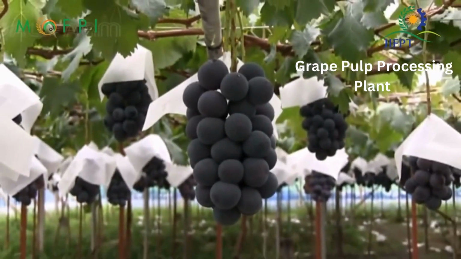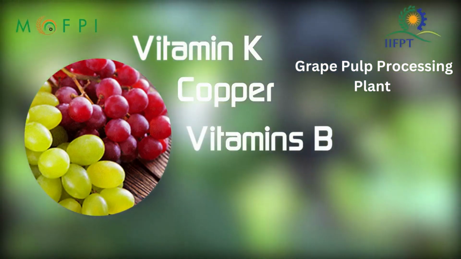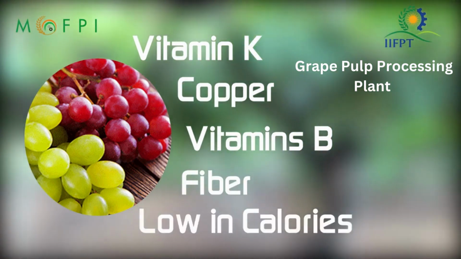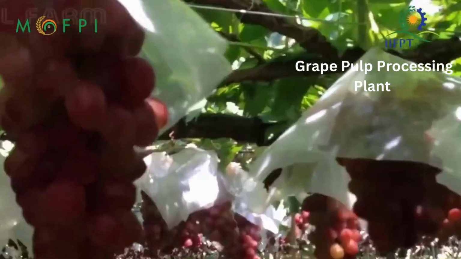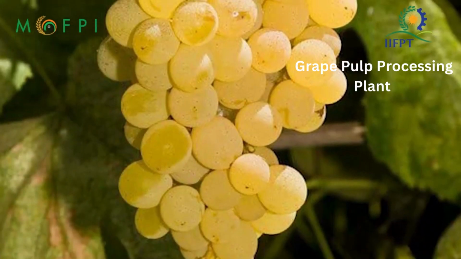Grapes are a good source of vitamin K, copper and many of the B vitamins. Adding that, they are also a good source of fiber and relatively low in calories. There are several colors of grapes including red, black, purple or blue, green, pink and yellow.